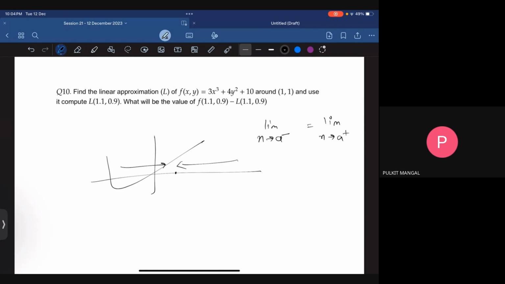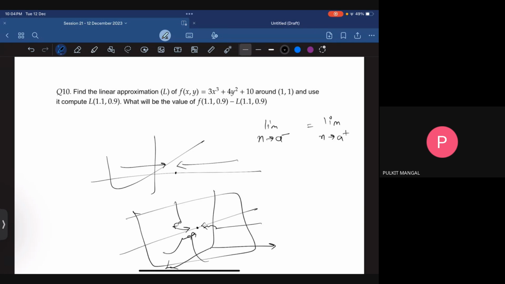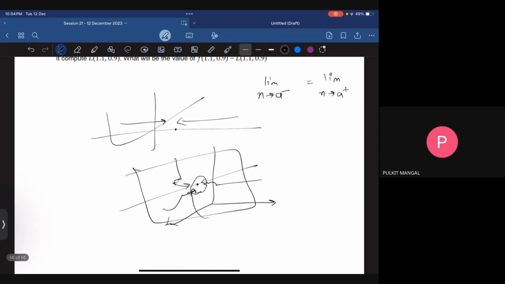In the multivariable case, we have more than two directions. Like in 3D, there are multiple ways from which you can come to one point. You can go through a straight line, any plane, any function that can cover that point. From that direction you can come to that point. So as there are more than two directions, we consider an open ball. Got it? Okay, sir.